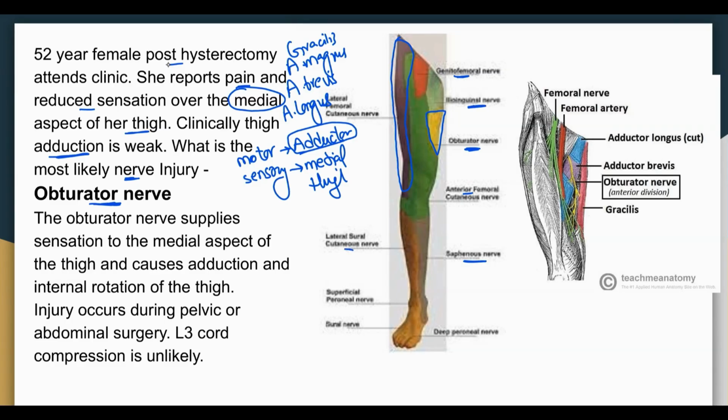Now the lower part of the lateral component of the leg and the whole of the dorsum of the foot except the first web space is supplied by the superficial peroneal nerve, whereas the only sensory supply of the deep peroneal nerve is the first web space. The sural nerve supplies the lateral border of the foot, and the saphenous nerve also supplies some portion of the medial border of the foot as well.